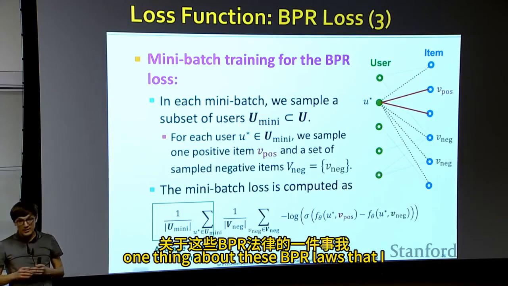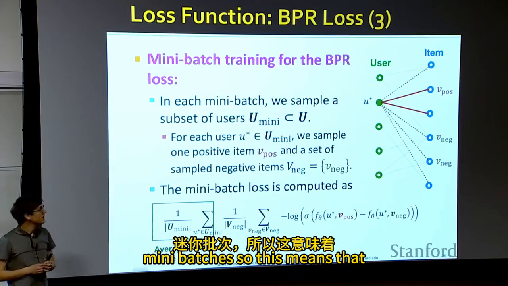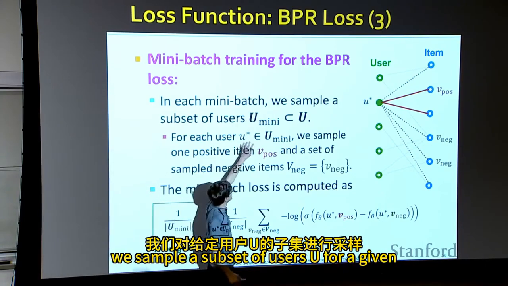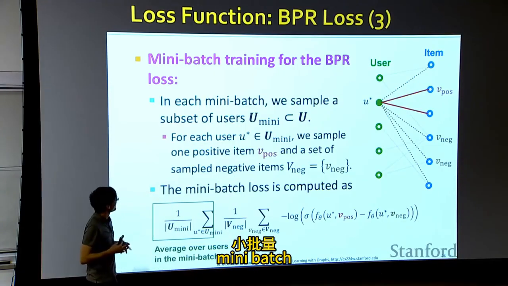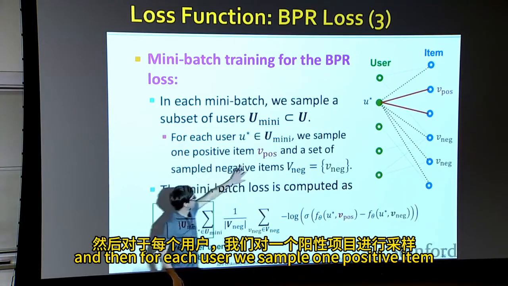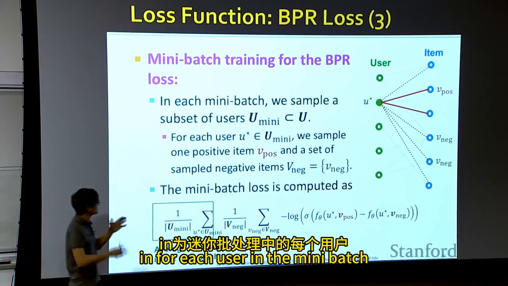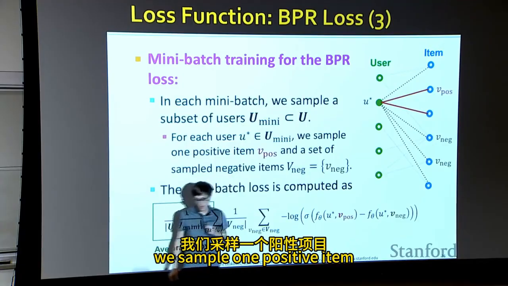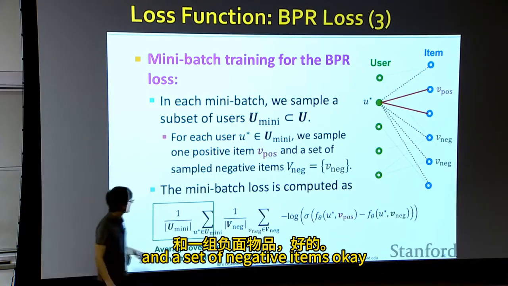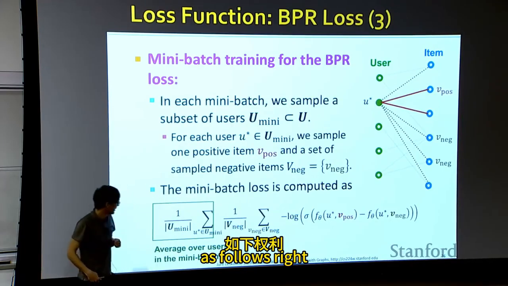Now, one thing about this BPR loss that I want to say is that in practice you want to do this over mini batches. So this means that we sample a subset of users U for a given mini batch, and then for each user in the mini batch we sample one positive item and a set of negative items. Okay, and then in the mini batch the loss would be computed as follows.